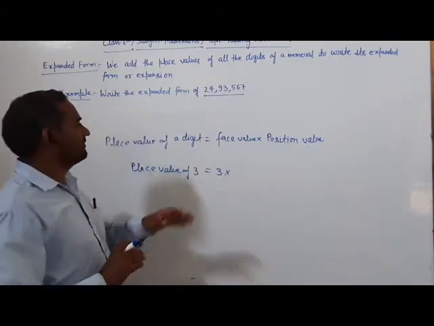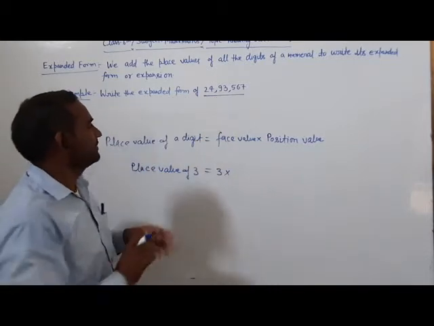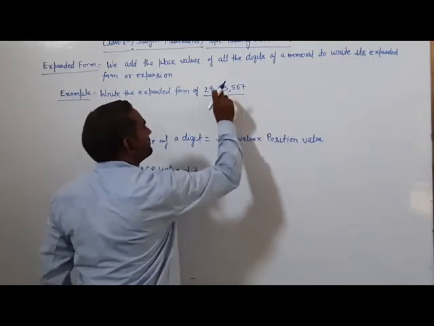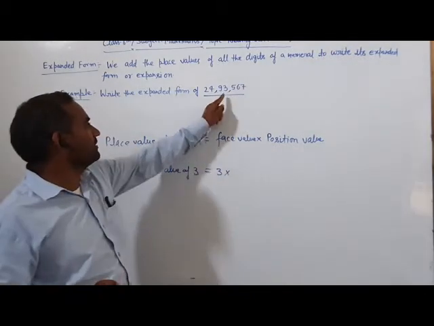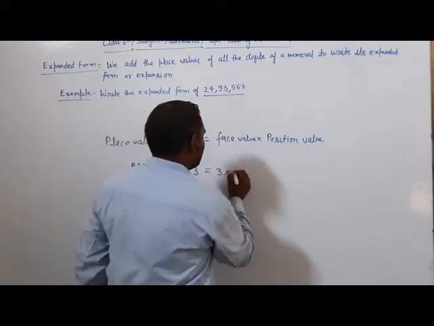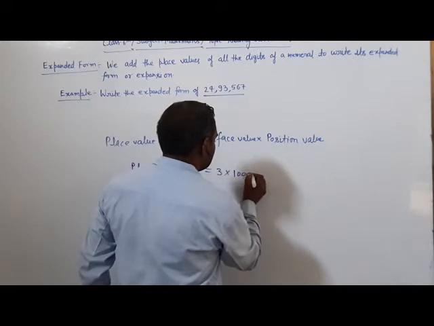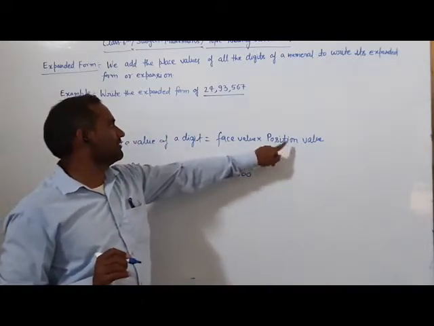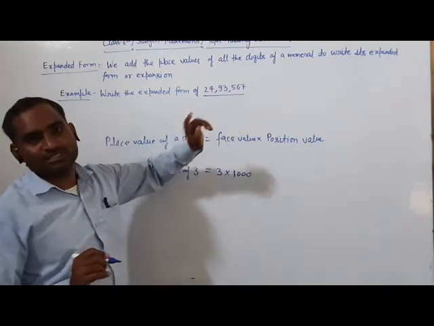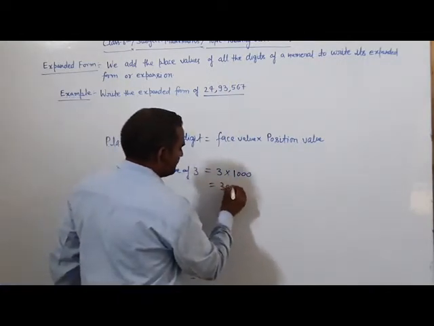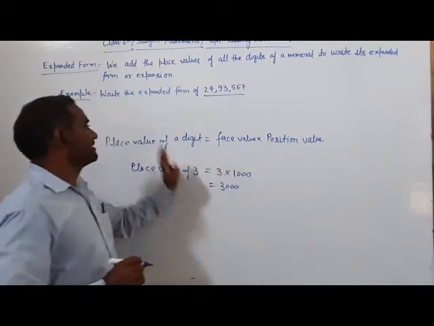What is the position value of 3? Ones, tens, hundred, thousand. 1000 is the position value of 3. So we multiply by 1000. Face value into position value. Position value of this place is 1000. So 3000 is the place value.